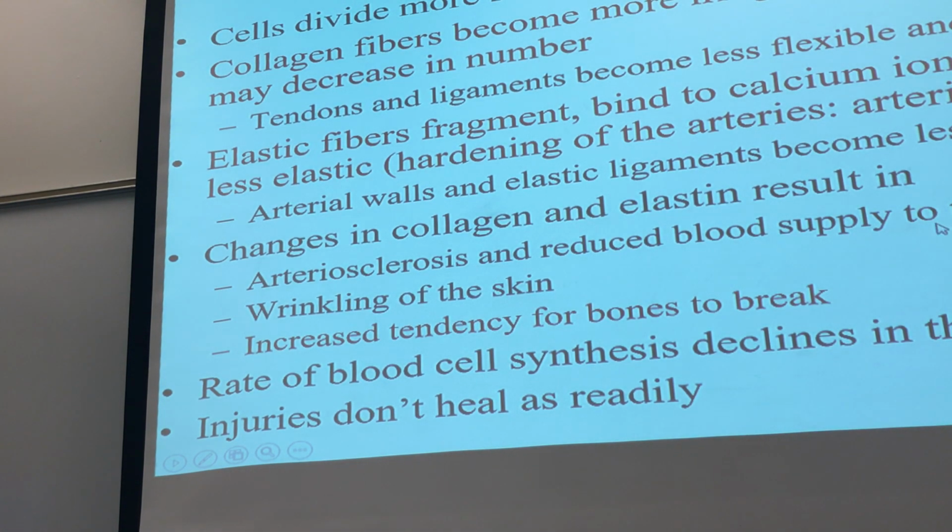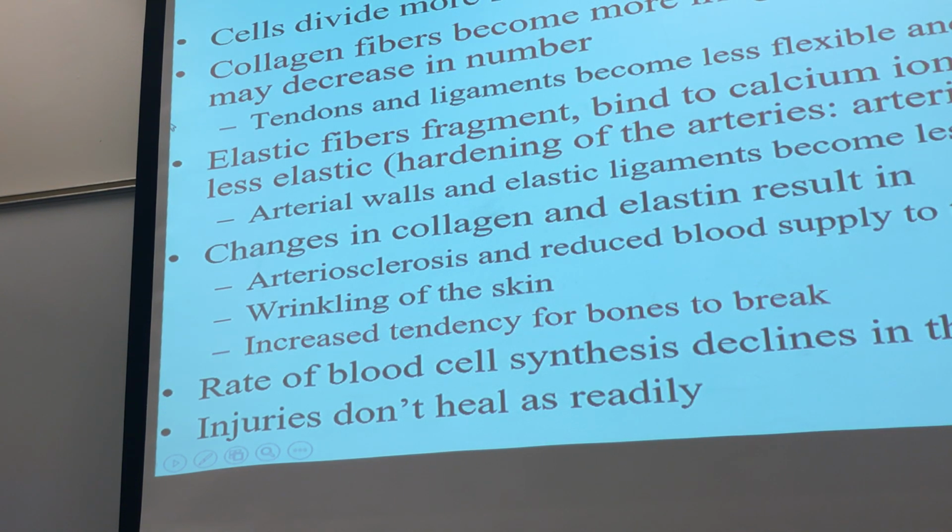The next part is effects of aging on the tissues. Now, we're gonna say this a lot. Aging sucks. So everything about getting older is gonna suck. So what happens? Cells divide more slowly. Collagen fibers become more irregular in structure and may decrease in number. In other words, the areas that are supposed to be strong, like your tendons and ligaments, well, there's less collagen, and the collagen there no longer has the same strength.